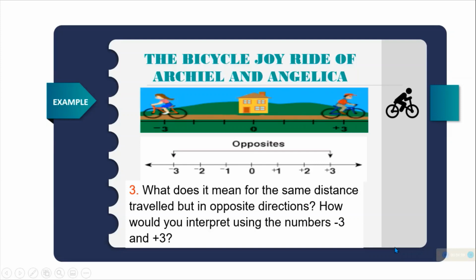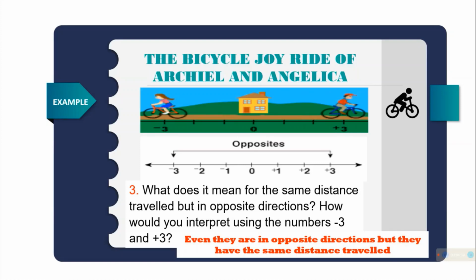What does it mean for the same distance traveled but in opposite direction? How would you interpret using the numbers negative 3 and positive 3? Pag sinabing same distance, o yung distance na tinatawag sa number line, that is absolute value. Kung mag-start ka sa 0, magbibilang ka 1, 2, 3. Then start ulit ka ng 0, papuntang left, 1, 2, 3. Even they are in opposite direction, they have the same distance covered. Ibig sabihin, kahit magkaiba sila ng direction, parehas lang yung bilang ng distance nila. Ang in-emphasize dito ay yung absolute value, kasi pag sinabi distance, that is absolute value.